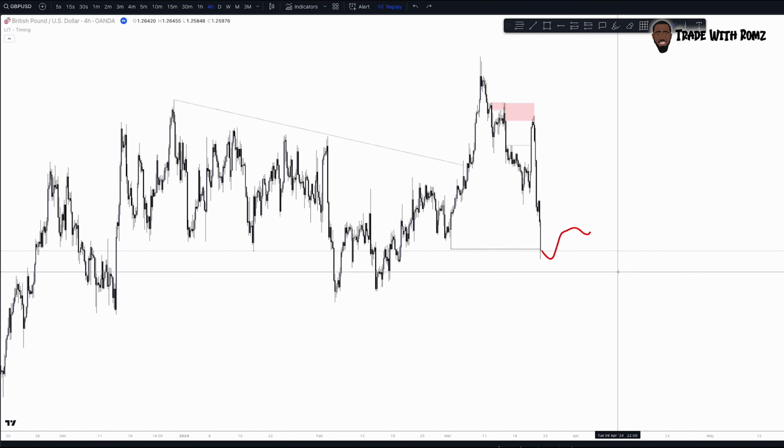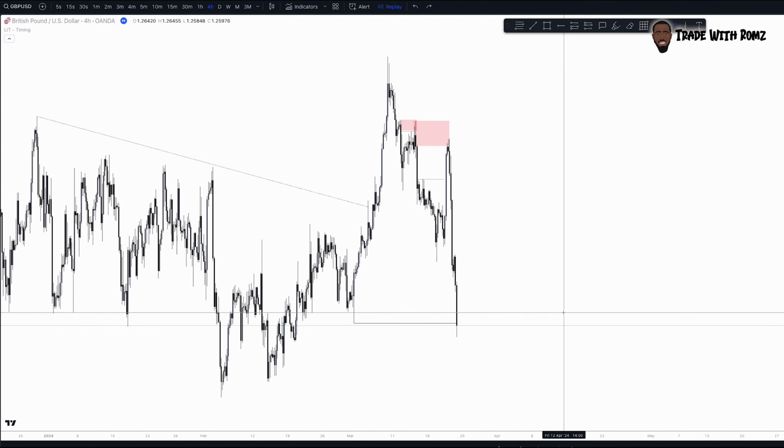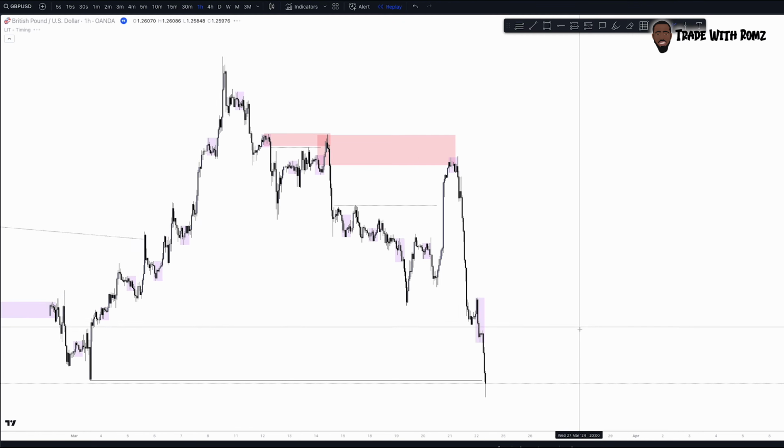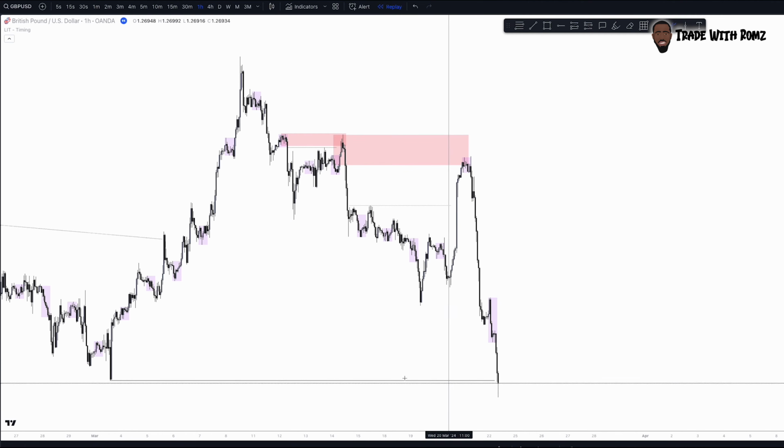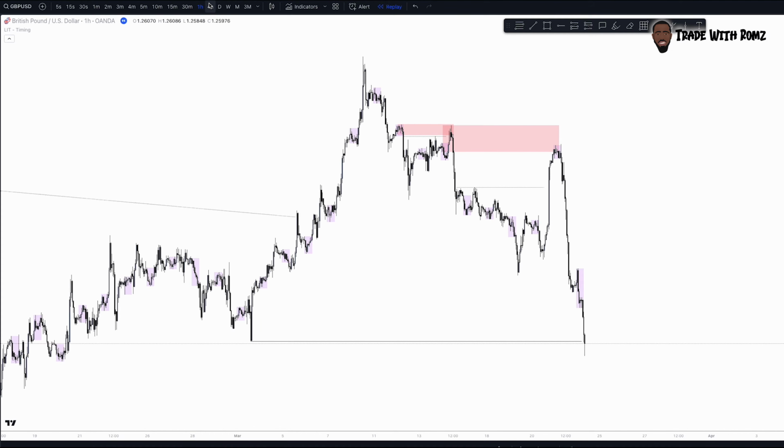I'm going to show you what actually took place and how you could have got into some of these trades if you looked at the price the way I've looked at it, the way that I've explained, right? So this is taking out this internal low. That's what this is here. So now we look at, where's price going next? Does price want to continue bearish or does it want to reverse?